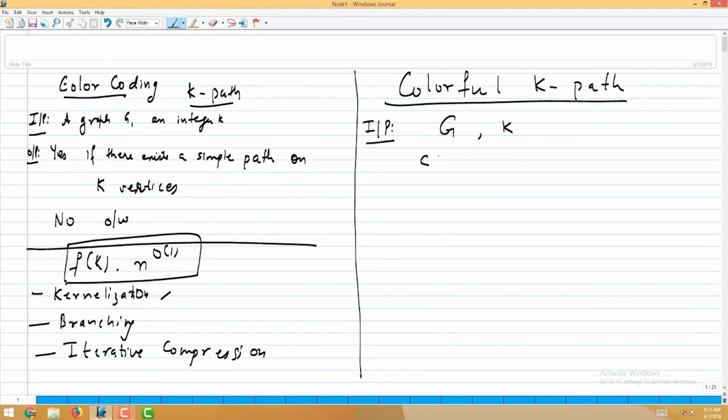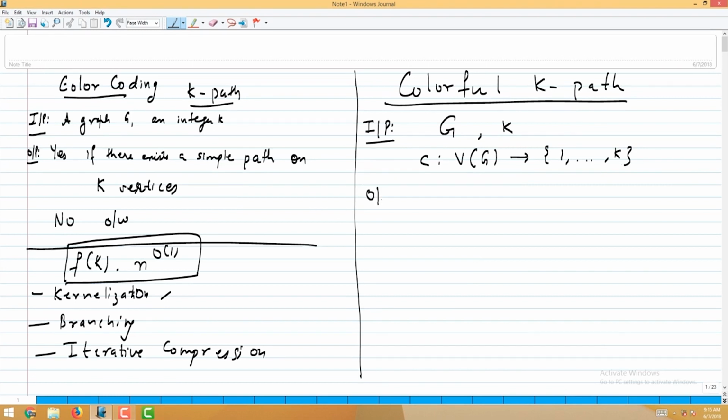So formally, what is a colored graph? It's a graph G together with a coloring function C. So what is this coloring function? It takes a vertex of G and assigns it some color from 1 to k. So this is a graph which has been colored using k colors. This is the input of the problem.